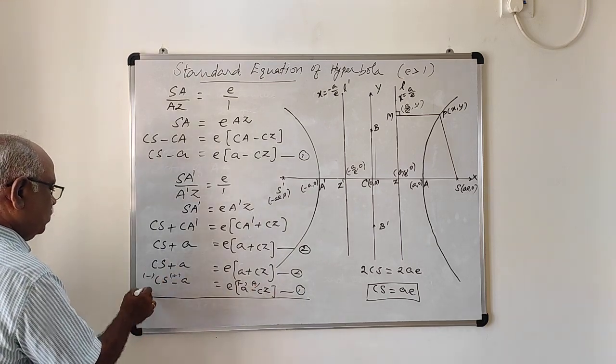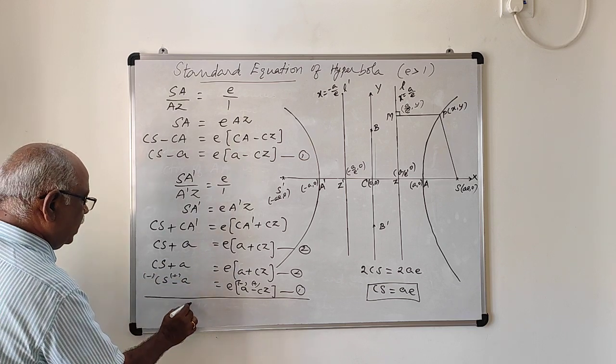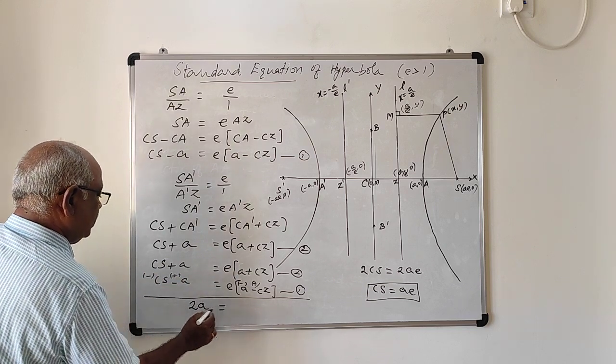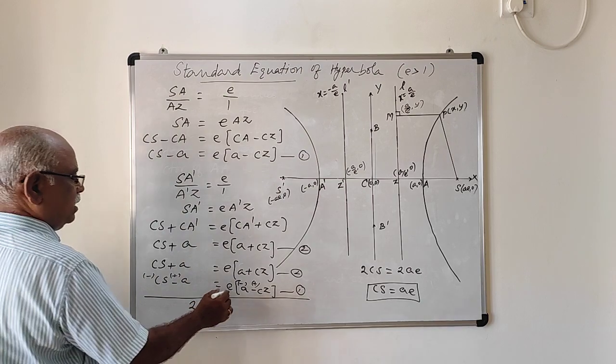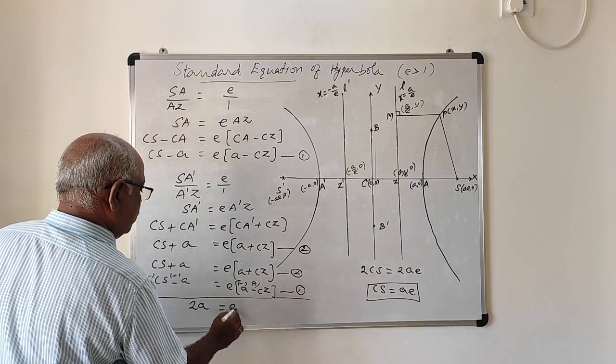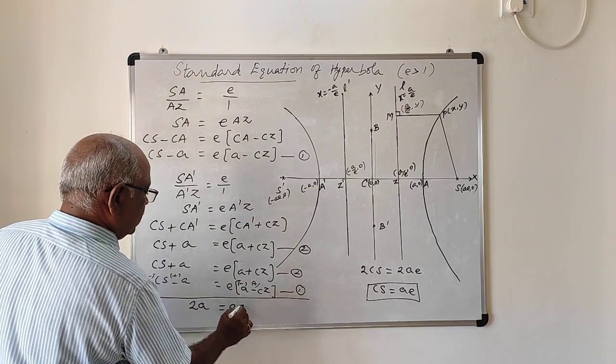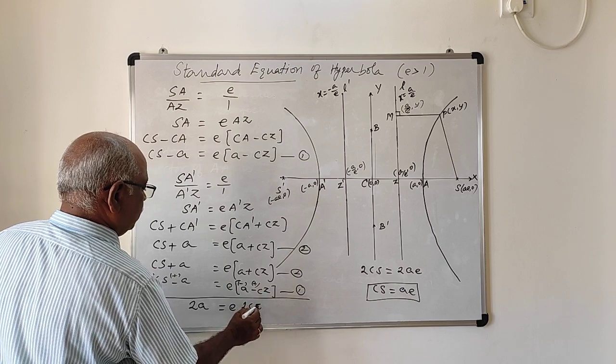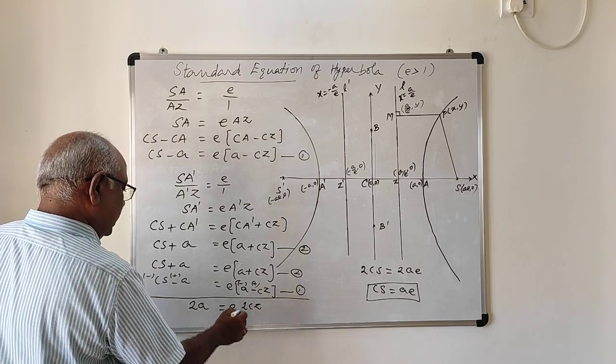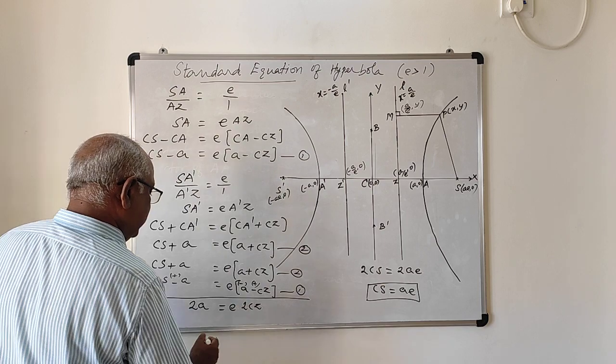So CS plus CS minus CS cancel, A plus A is 2A, you get 2A on the left hand side because CS cancel. Similarly, A plus A minus A cancel, you will get 2E into CZ plus CZ is 2CZ. So the 2 cancels on both sides: A by E equal to CZ.